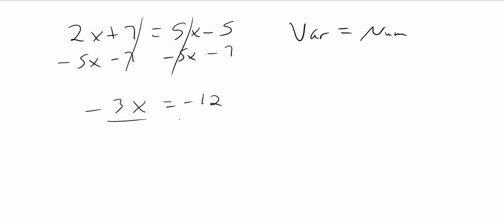Okay? And then I'm going to divide both sides. So we're kind of done with doing stuff here. We just need to move things around now. So I'm going to divide by -3. So you get x equals positive 4.